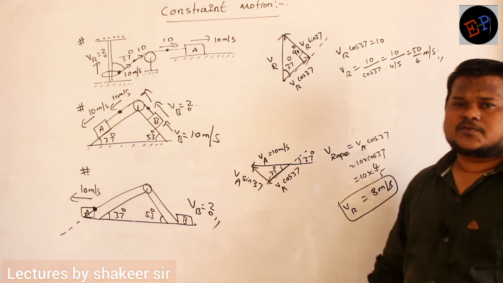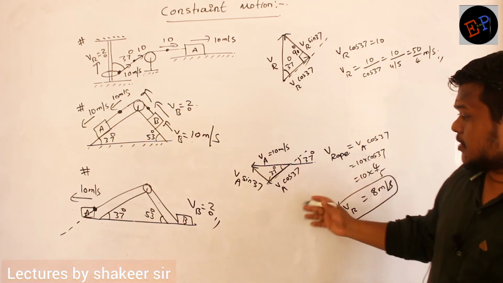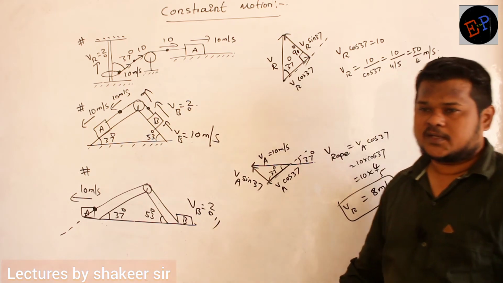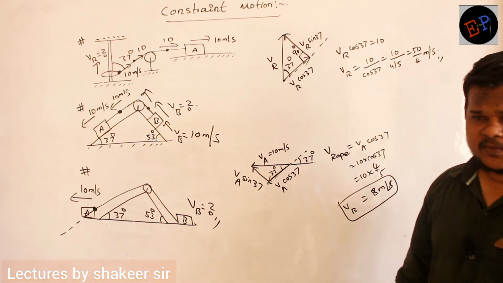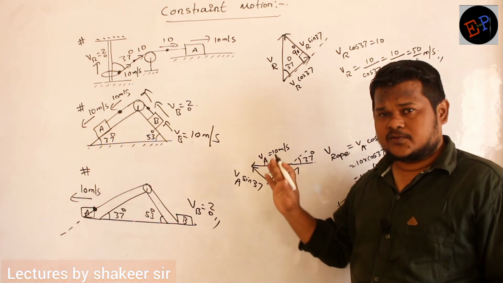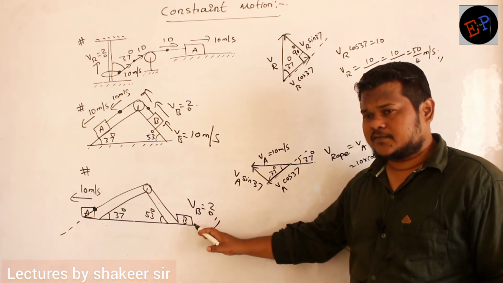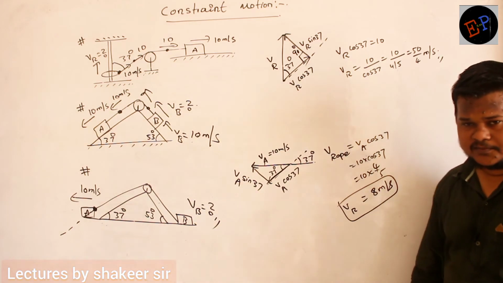So first of all I have calculated the rope velocity. But that is not what I want. I want the block velocity. So therefore what can I do? I have done only half of the problem. Clear? First I calculated the rope velocity, but I want the velocity of the block. Now how can we do it, tell me.